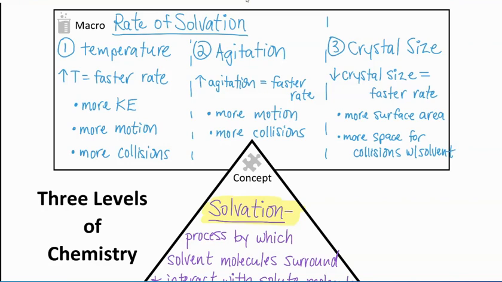So those are our 3 factors that we observed in our lab: temperature, agitation, and crystal size that have an effect on the rate of solvation.